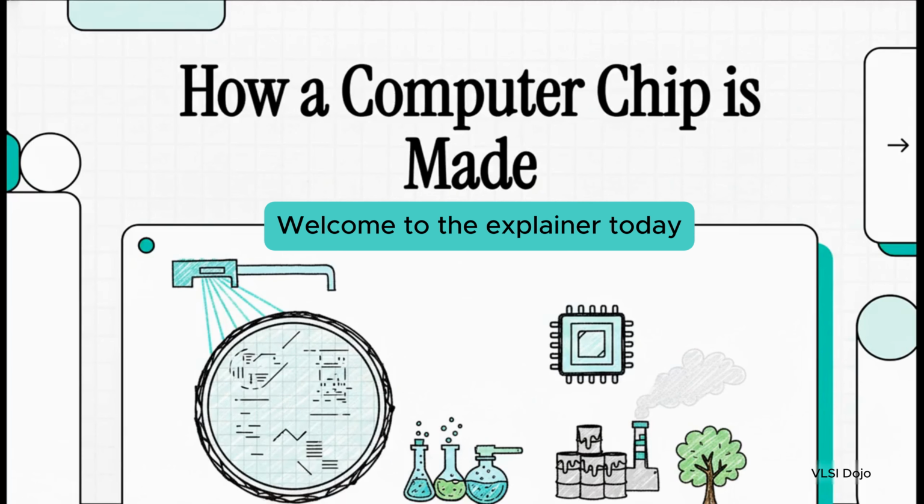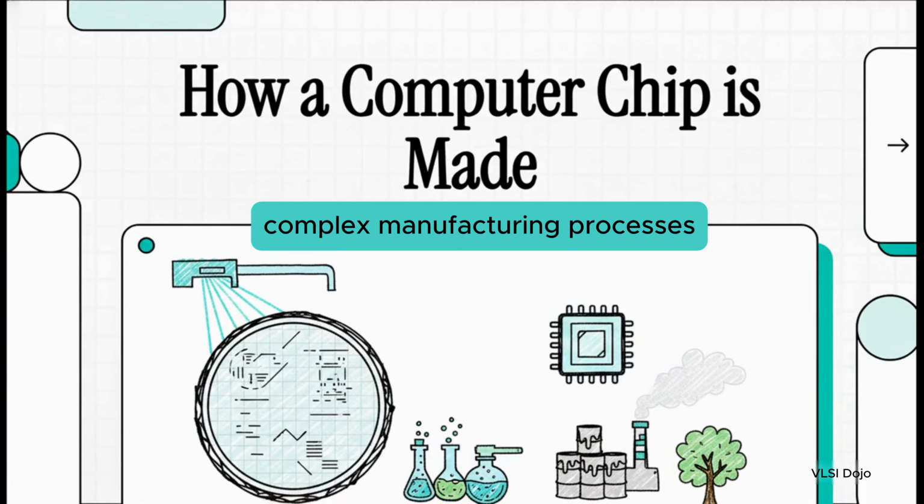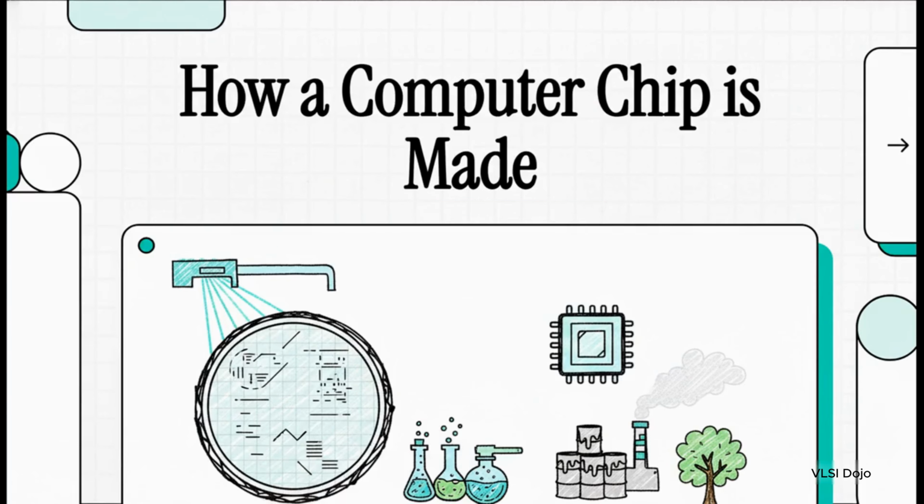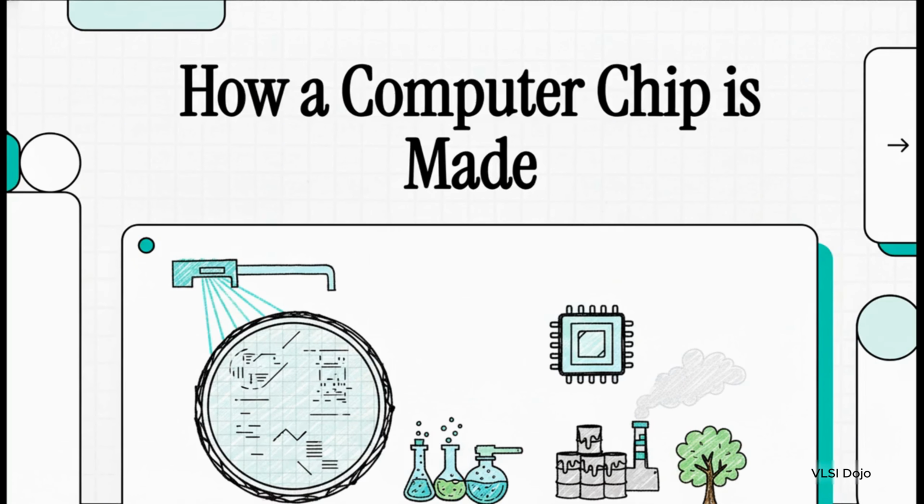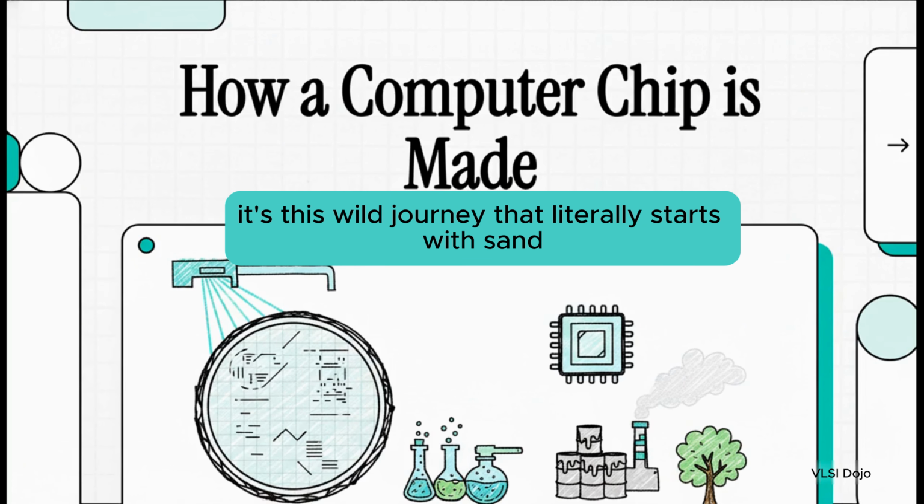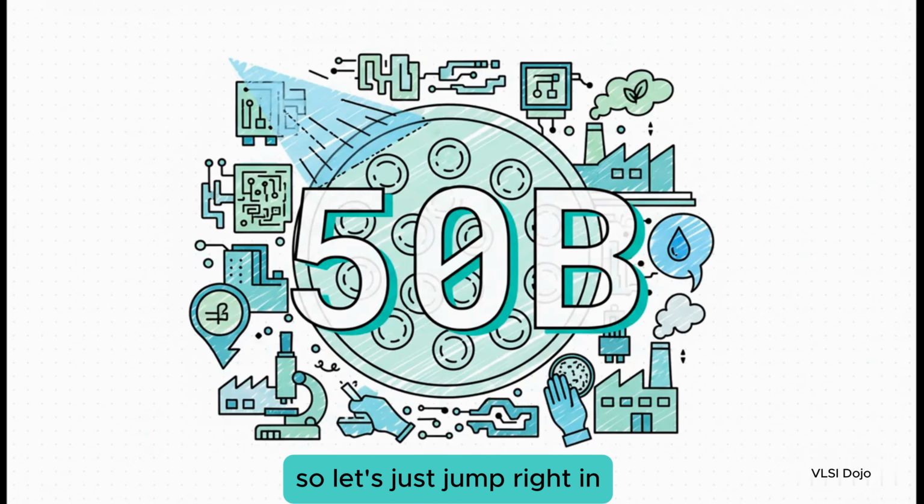Welcome to The Explainer. Today, we're diving into one of the most ridiculously complex manufacturing processes on the entire planet, making the computer chips that, let's be honest, run pretty much everything. It's this wild journey that literally starts with sand and ends with something that feels a lot like magic. So let's just jump right in.